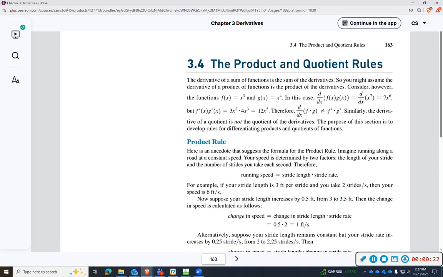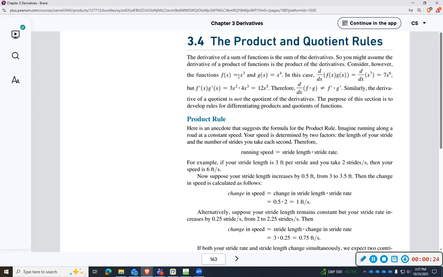however, if we look at f of x being x to the third, g of x being x to the fourth, and we multiply those, we get the derivative of x to the seventh being 7x to the sixth. But if we were to do f prime times g prime, that would give us 12x to the fifth. So it says, therefore, you can assume that the derivative of the product f times g is not the product of the derivatives. And similarly, the same is true for the quotient.